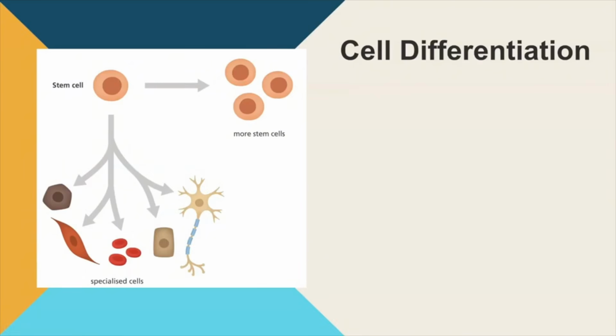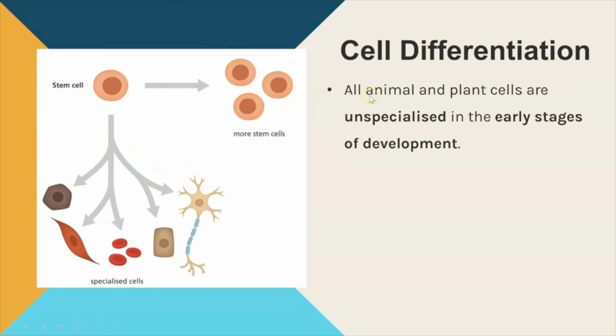So cell differentiation, what that means is that all animals and plants are unspecialized in the very early stages of development. So if you think about a human in the very early stages when they're just a ball of cells or an embryo, that ball of cells is called stem cells, or it contains stem cells. And those are cells that don't have any adaptations yet, so they're not specialized.